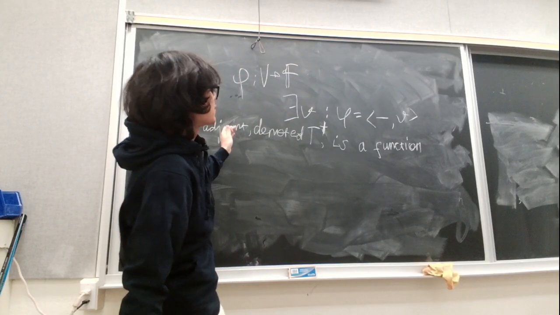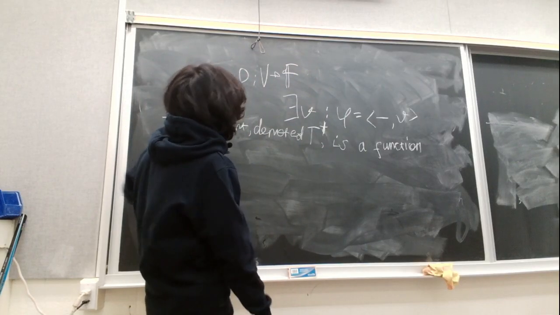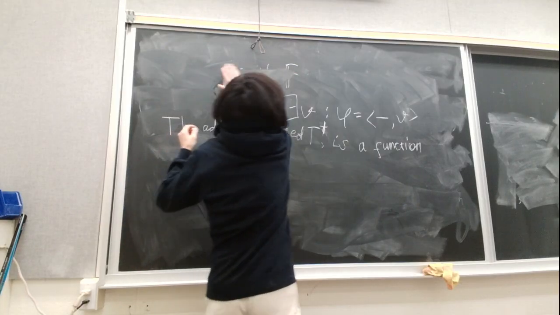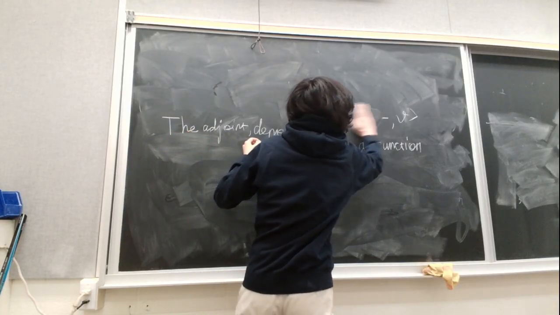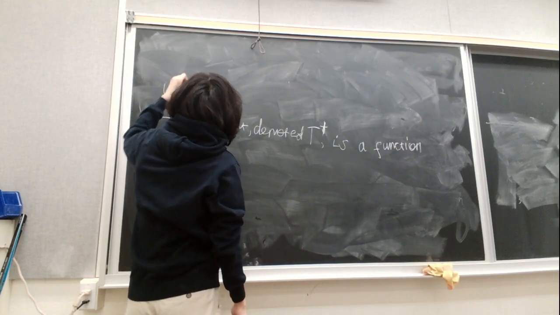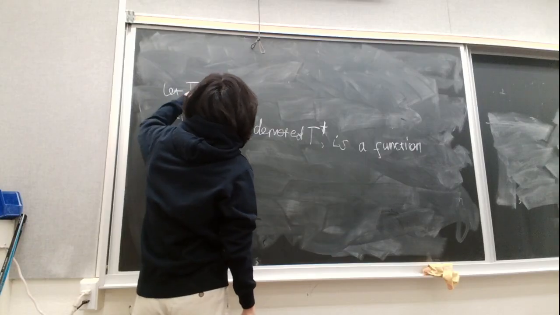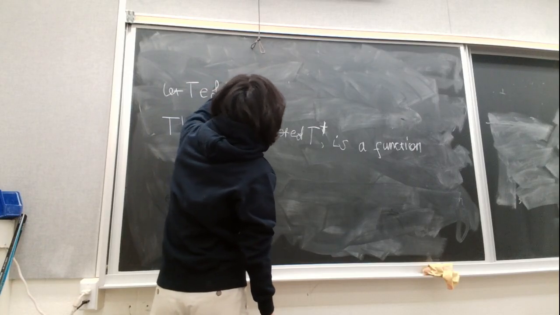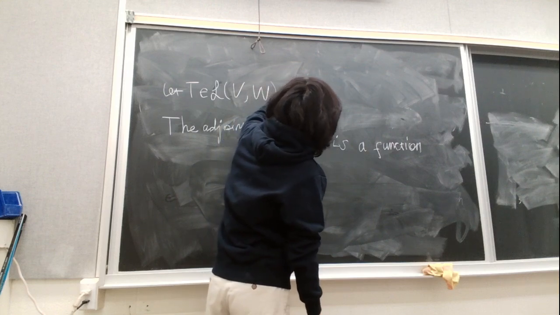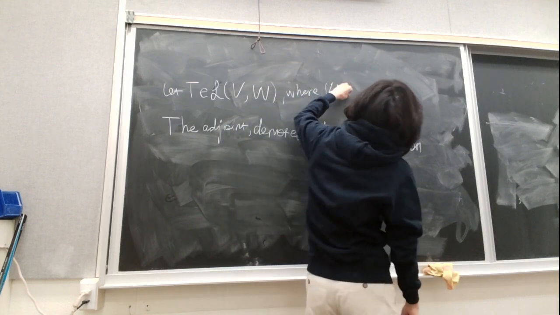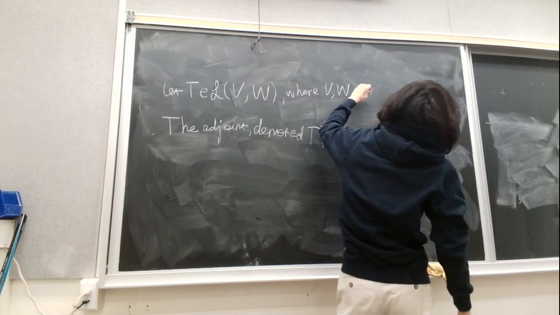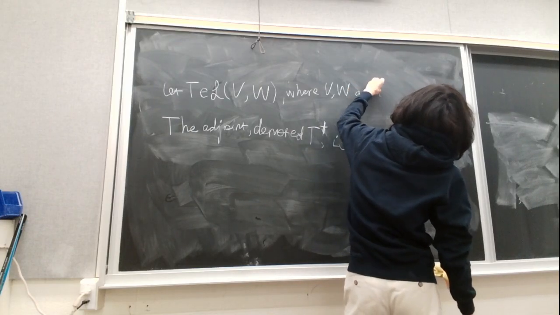So the adjoint is a function from... Okay, hold on. Let's first say what T is. Let T be a linear map from V to W, where V and W are inner product spaces. They don't have to be finite dimensional, but they have to be inner product spaces.